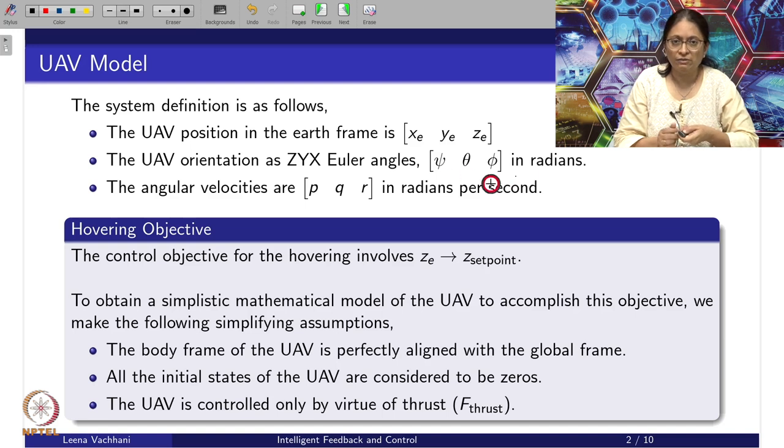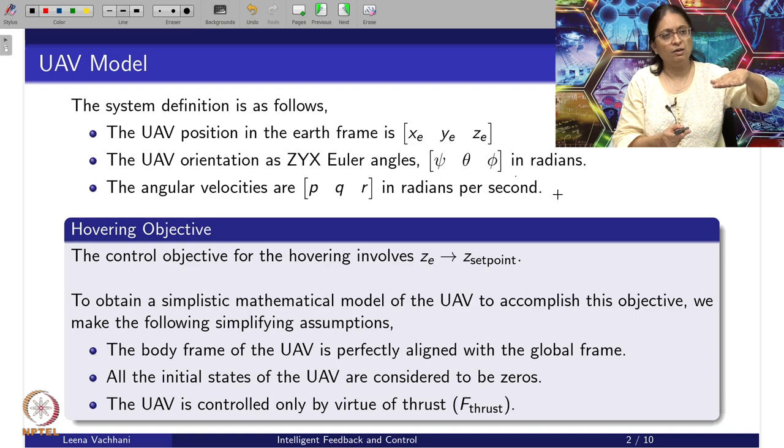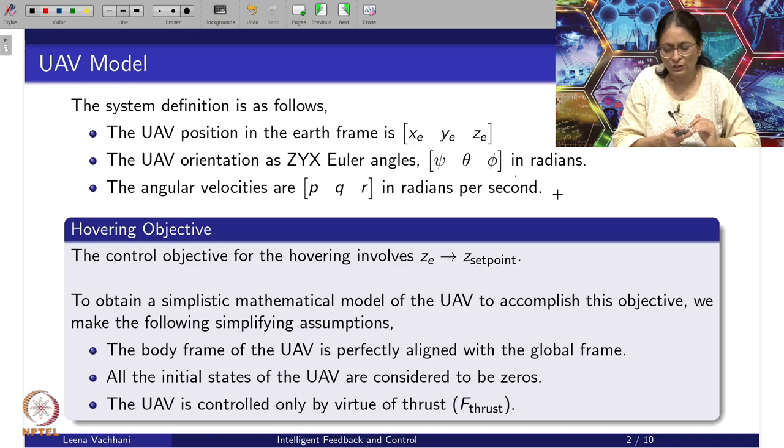Now my hovering objective here, hovering means one has to stay at a particular three-dimensional position and angular position for some time till the hovering command is given. So the control objective for the hovering now involves this particular Z remaining at a particular set point, the Z represented in the earth frame, given by Z point. In order to get the simplified mathematical model, we will make some assumptions here. The assumption is that the body frame of the UAV is perfectly aligned with the global frame.